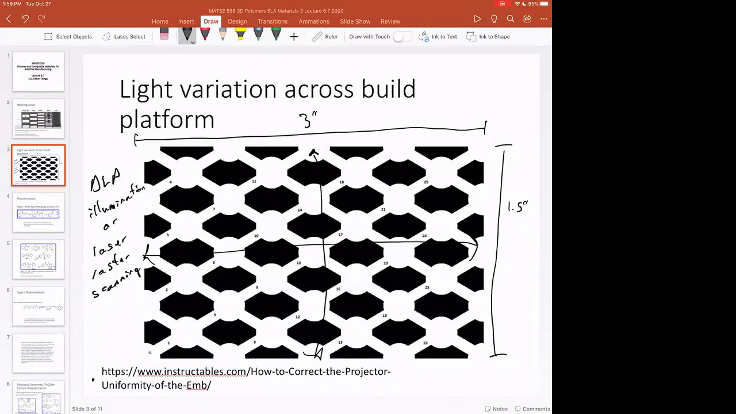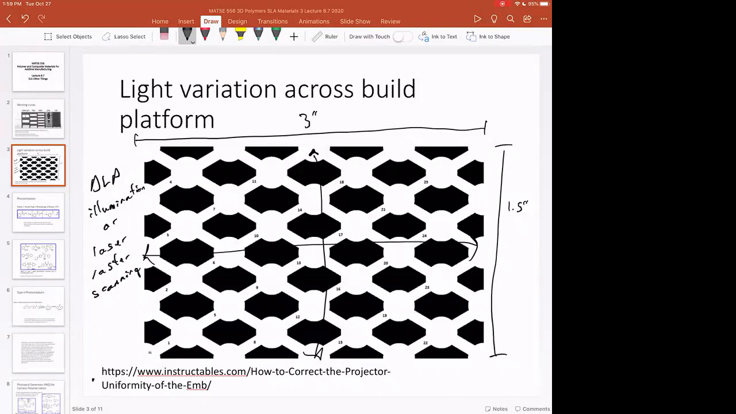So they don't have a nice video for this one, so we won't watch this. But if you're interested in how to statistically correct for light intensity differences, this is a nice how-to in terms of getting good uniformity across the print bed.